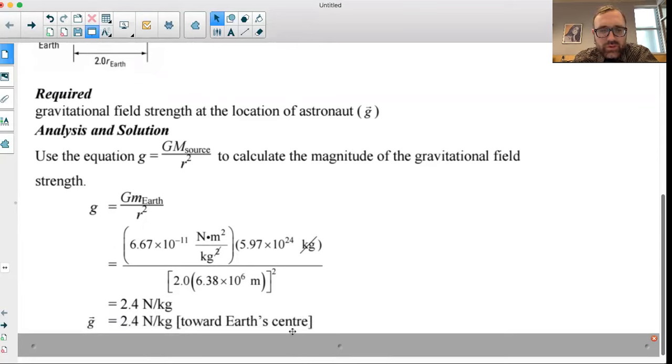If it wasn't towards Earth's center, then he would be just floating away in space, probably to the next planet, wherever the gravity is stronger. So this is an essential bit to always include the vector quantity.